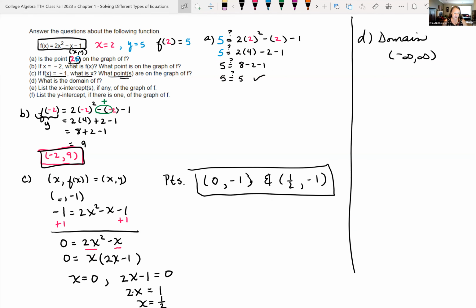So the next part, E, asks us to find the x-intercepts, if any, of the graph of f. So recall the x-intercepts occur when our y value is 0. Or another way to state that is when f of x is equal to 0. So our x-intercepts occur on the graph any place where our y value is 0. So we want to go back to our equation up here, and we want to plug in 0 for f of x. So we get 0 equals 2x squared minus x minus 1.